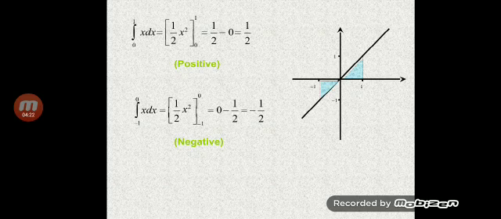Suppose integral of 0 to 1 x, y is equal to x is the function, means the line is a straight line at 45 degree. Suppose I have to calculate the area between 0 to 1 on the upper side, that is integral 0 to 1 x dx is equal to integration of x square by 2 from 0 to 1, that is half minus 0, half, positive side.